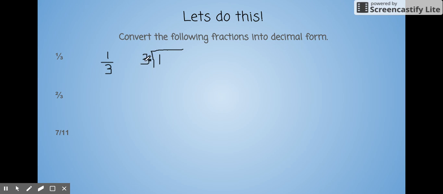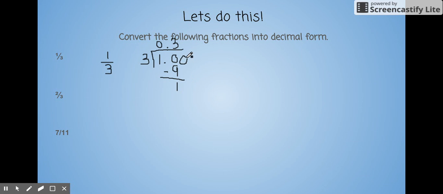So we know that 3 cannot go into 1. So we're going to place a 0, and then we need to place our decimal point. If it can't go into 1, we can add a 0, and we know 3 can go into 10 a total of 3 times. And 3 times 3 is 9. So if I subtract 10 and 9, I get a 1.